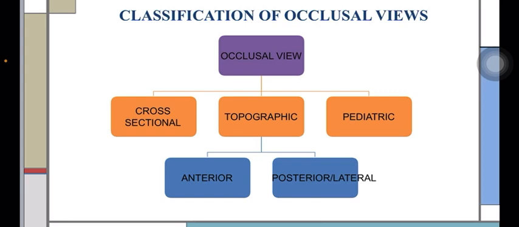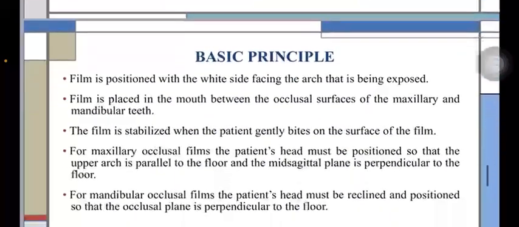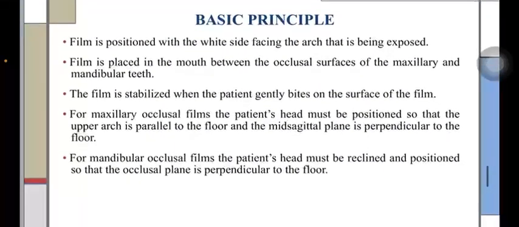And topographic can be divided into anterior and posterior, which is also known as lateral. The basic principle is that the film is positioned with the white side facing the arch that is to be exposed. The film is placed in the mouth between the occlusal surfaces of the maxillary and mandibular teeth. The film is stabilized when the patient gently bites on the surface of the film.